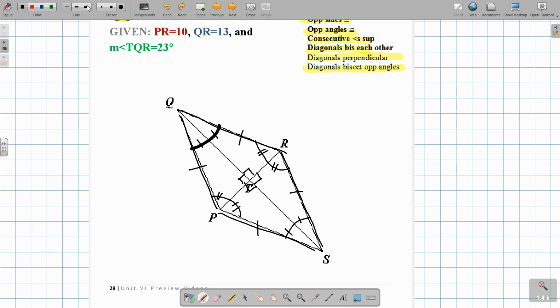Now, let's get our given information on the diagram. We know P to R is 10. And instantly, because that's a bisector, I'm just going to automatically split it up. I know Q to R is 13. And I know TQR is 23. TQR is 23 degrees.